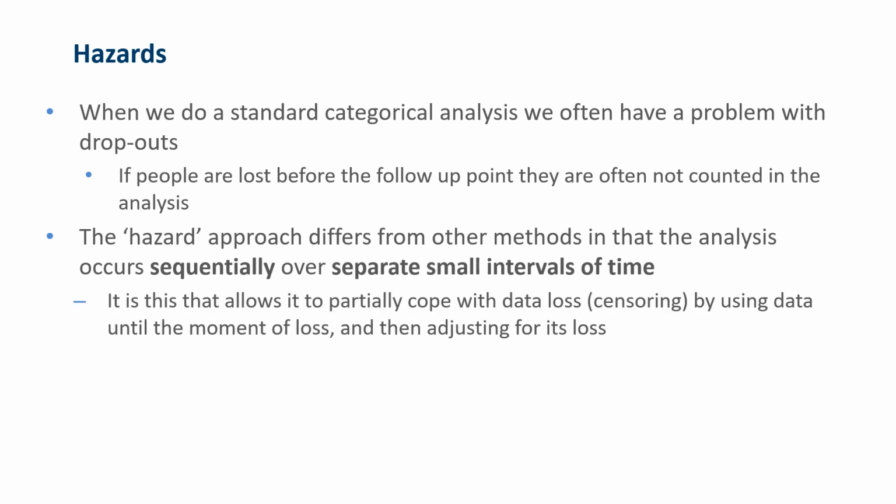By doing that, it allows it to cope with data loss by using data until the moment it's lost and then adjusting for that loss. So if someone's data is lost at, say, 6 months during a 5-year study, you can still use that person's data until that moment of loss. And then you adjust for the fact that that person's gone from the analysis. You adjust the number at risk. But all this will become clear.